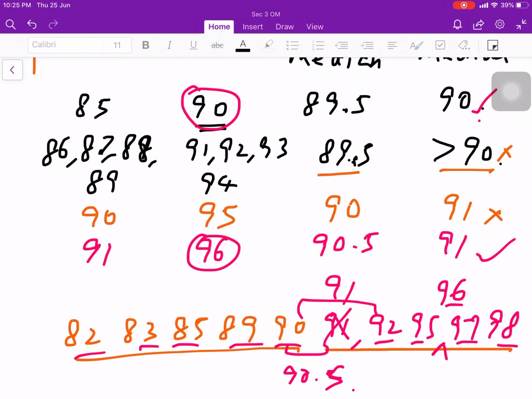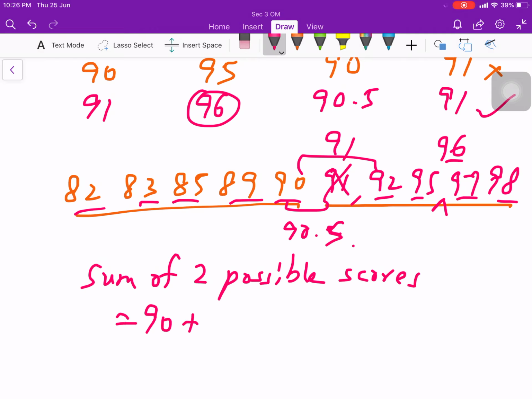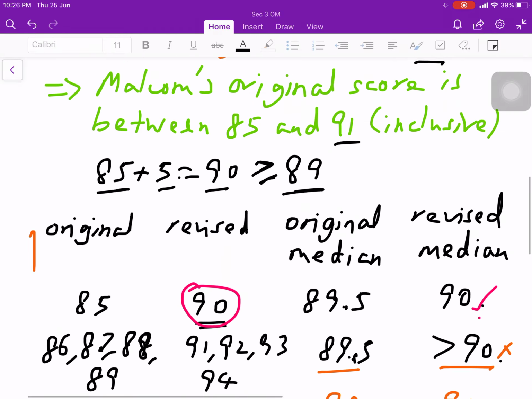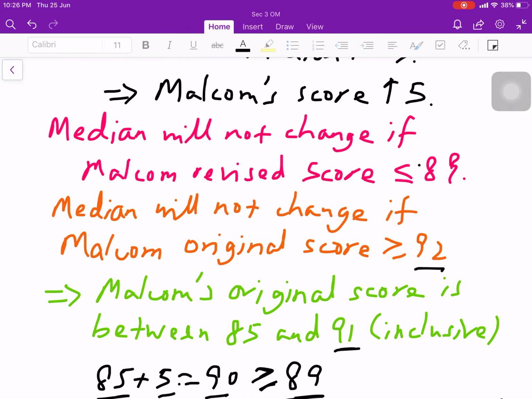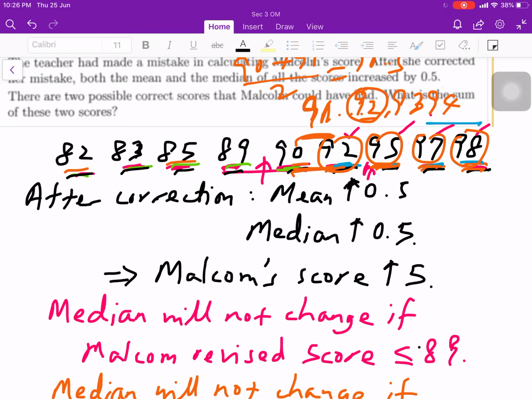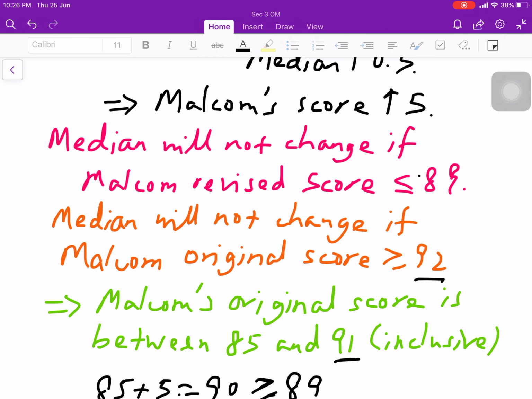Therefore, the sum of the 2 possible scores will be what? That will be just equal to 90 plus 96. And in this case, that will be 186. Therefore, I think we solve the question. Very tedious. You just have to be very careful, but not as difficult as you think. That's why I say write down the list again and again, then you will probably understand very well.